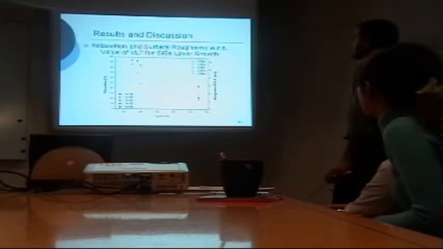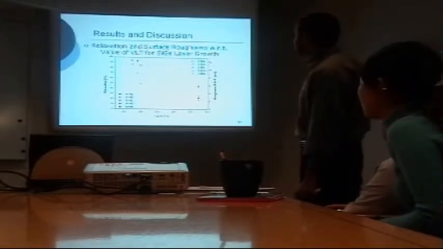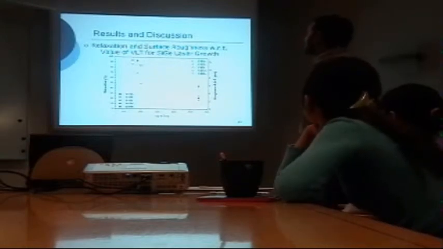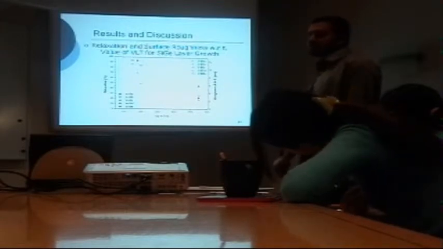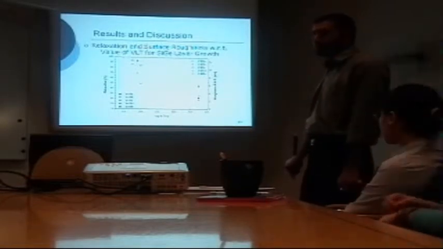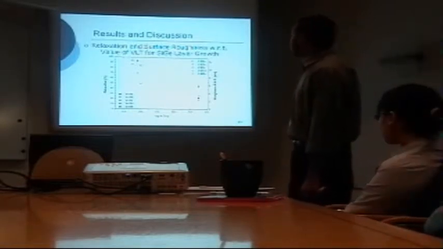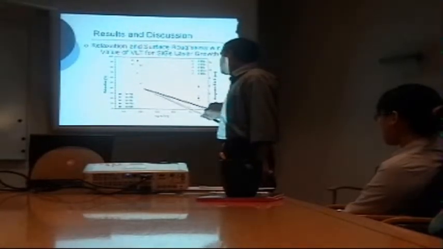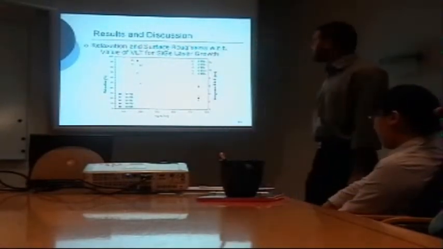Here is the comparison for the relaxation and surface roughness with respect to the very low temperature value for silicon germanium layer growth. We see that if we decrease the temperature for the very low temperature growth step from 200 degrees centigrade to 130 degrees centigrade, the relaxation increases and the surface roughness also increases.